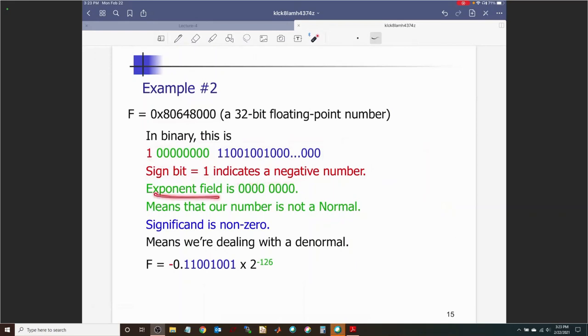Next, we look at the exponent field. Once we see 8 zeros in the exponent field, that means that our number is not a normal. It can either be 0 or it can be a denormal. Now we look at the significand in blue. The moment we see that the significand field, in this case the same as the fraction field, is non-zero, we know that it is not absolute 0, the actual 0. So that means that we are dealing with a denormalized number, which has a particular format.